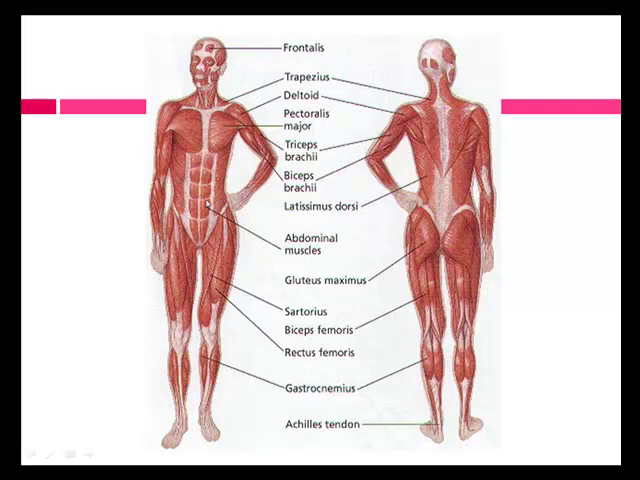Abdominal muscles are the muscles of your stomach. They call them the six-pack, and actually it's more than six. And then you have your gluteus maximus, which is your buttocks. Your sartorius, the muscle of the inner thigh. Biceps femoris is the muscle in the back of the upper thigh. The rectus femoris is the muscle in the front of the thigh that attaches off the knee here. And you've got your gastrocnemius, which is the calf muscle. And your Achilles tendon, which is the tendon that joins the muscles down to the foot.